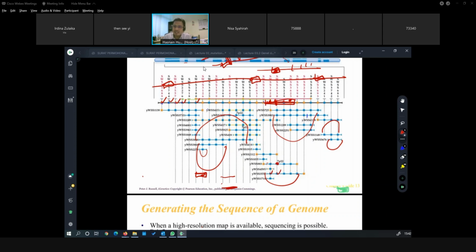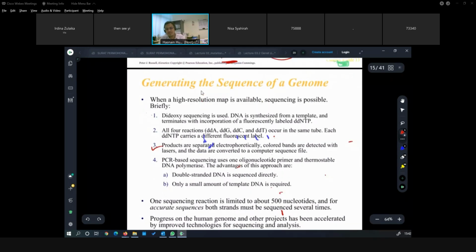But this one is just an example. Actually, there are hundreds, thousands of clones that you have to do individually before you start doing the sequencing. So you just multiply, so slow, okay? Even during my time, we were still using the dideoxy sequencing. So it's quite slow. You can just imagine.